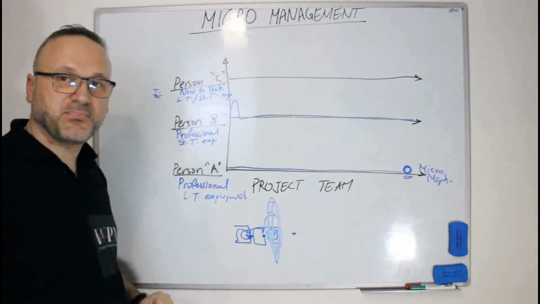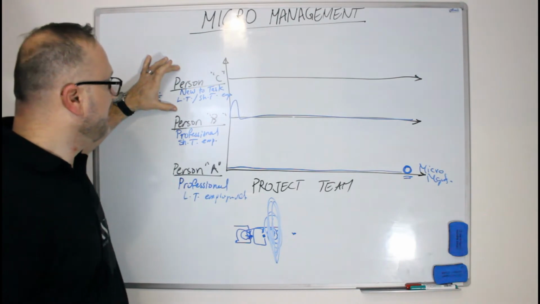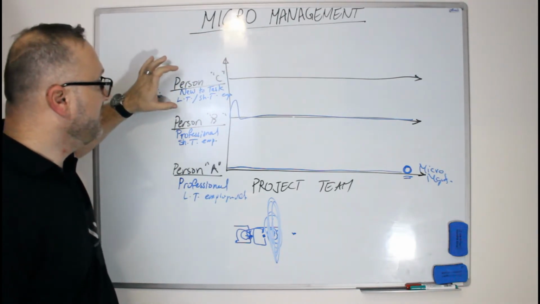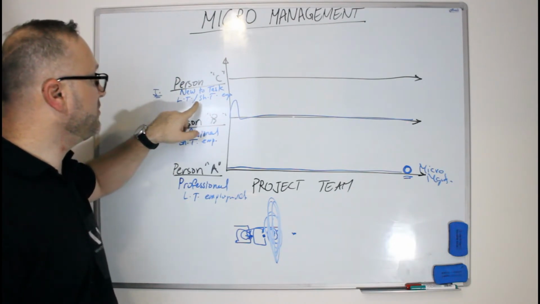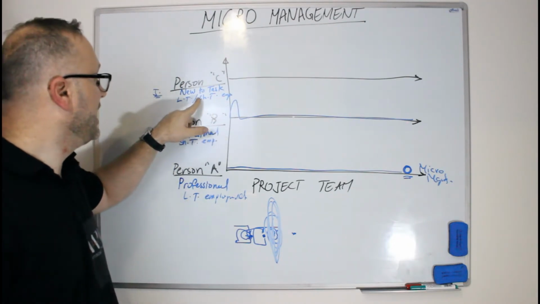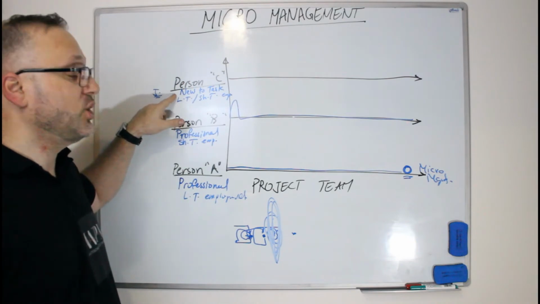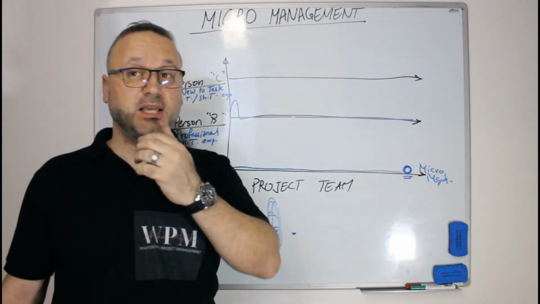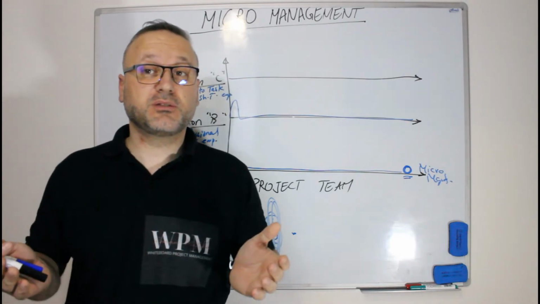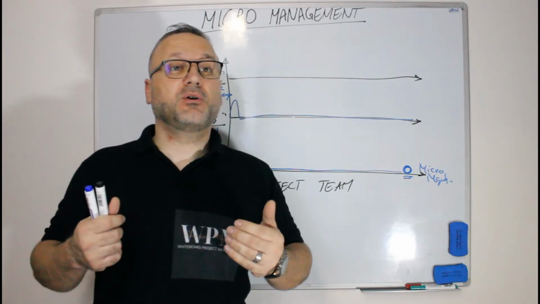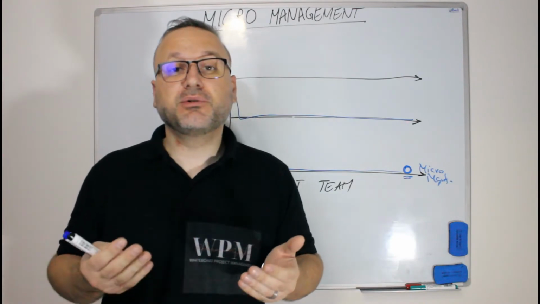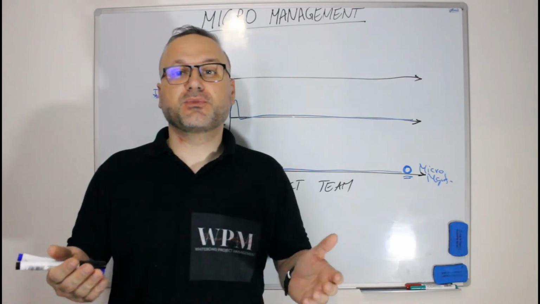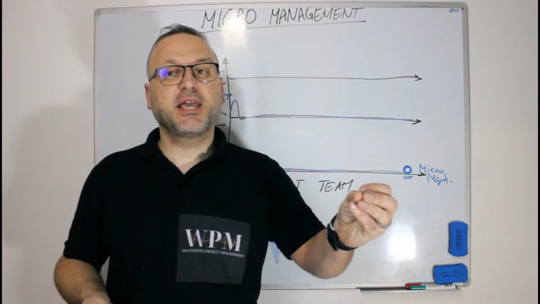Person C. Now, this is where you come to your micromanagement. This person is long time or short time employed, and he is also new to the task. Means he is a junior person. He is a junior person, he doesn't know what to do. He doesn't know, or maybe he knows what to do, but he doesn't know how to do it. And you as a project manager, you need to check that he is doing his work in time.